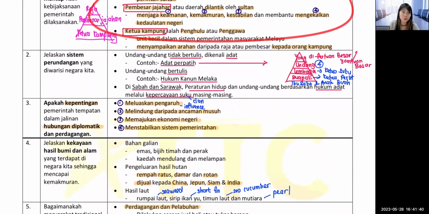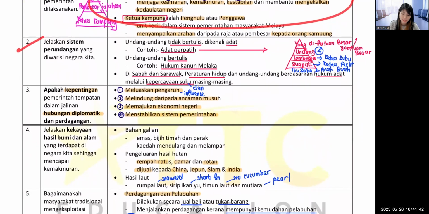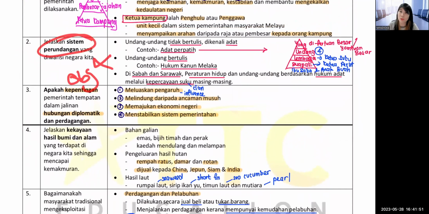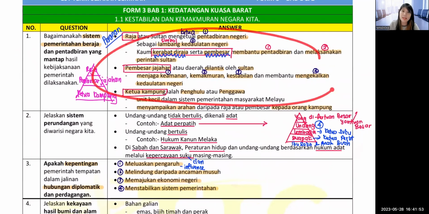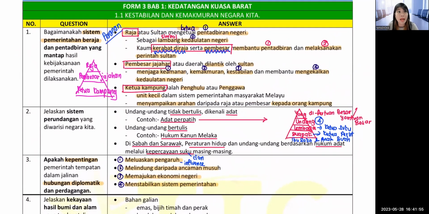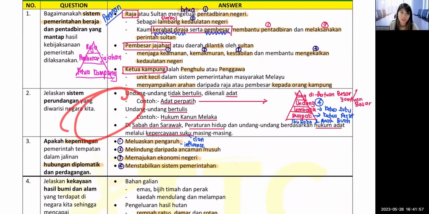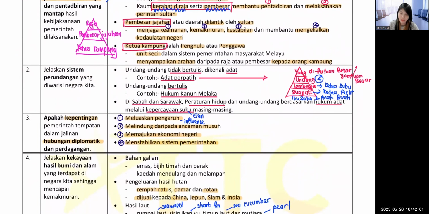Then we move on into the next one. Okay, jelaskan sistem perundangan yang diwarisi negara kita. What's the system perundangan? This one is only objective, not very important. This one instead may be in structure, so you need to take note. But this one is only objective. Like, you know, not much can be asked. They just ask you what are the types of law that our country has.